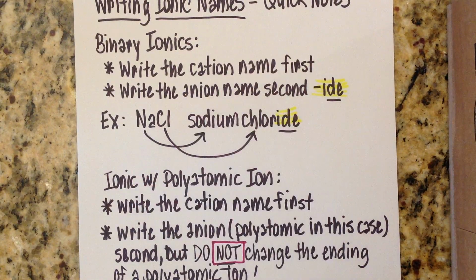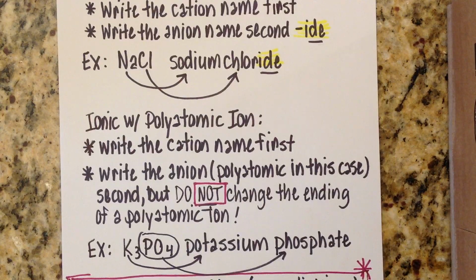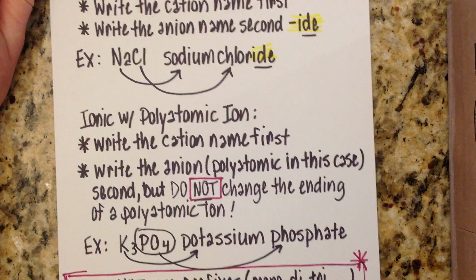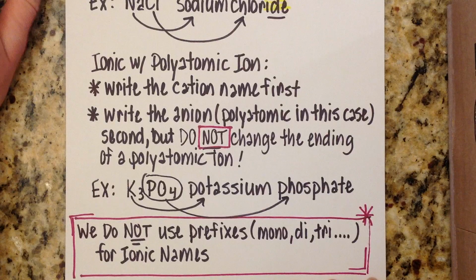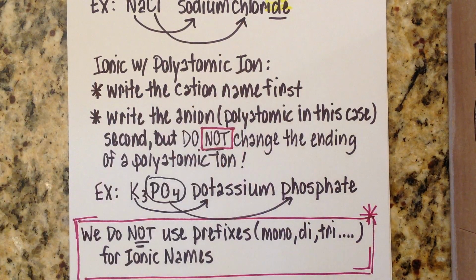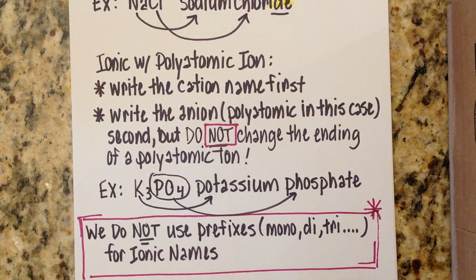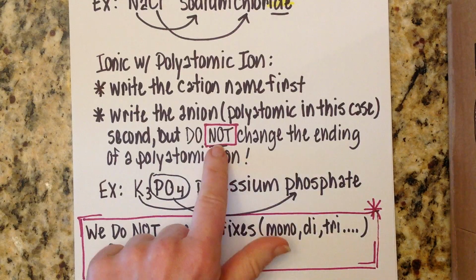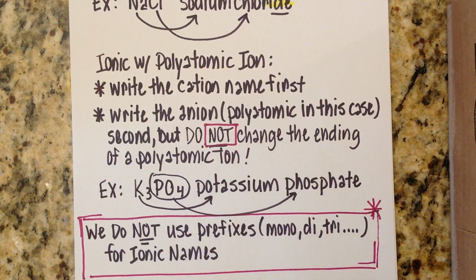If, and I think you've already had time to copy that maybe at the beginning, if we have an ionic with a polyatomic ion, you still write the name of the cation first. If it happens to be a polyatomic ion like ammonium, that's okay, just say ammonium. Or if it's just an element, say the name. Then we write the anion, but the difference is if it's a polyatomic ion, do not change the ending ever, ever, ever of a polyatomic ion. Just write what it is, potassium and phosphate.